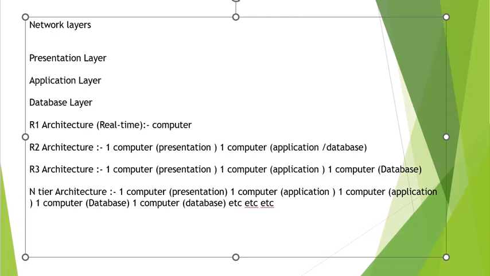Now another one we have is called the entire architecture. Even though you are divided into three parts, presentation, application, database, under the entire architecture, you have a presentation layer, and for the application layer you can have one or more computers. Database also, you can have one or more computers. So you are segregating or dividing into multiple parts within the application and also within the database. That's called the entire architecture. So today we talked about presentation layer, application layer, database layer, R1, R2, R3 architectures, and entire architecture.